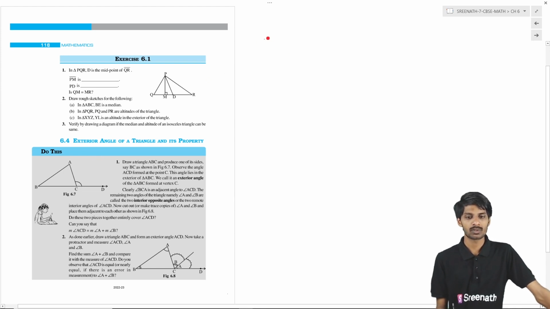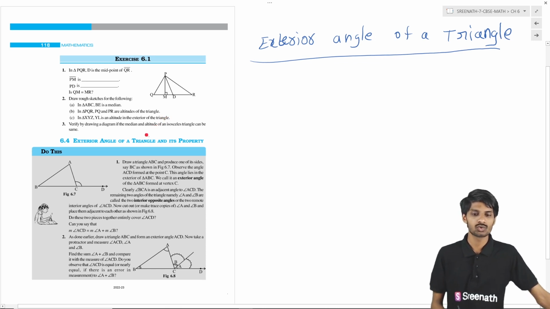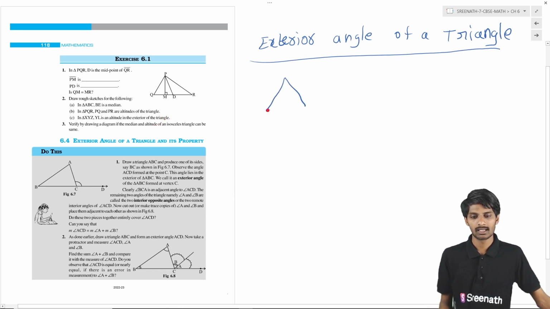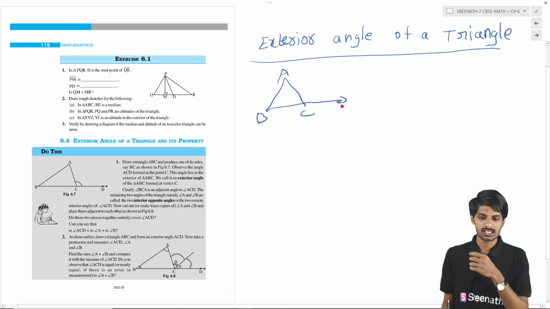Next thing is about the properties of a triangle, students. Here is the first property, that is the exterior angle of a triangle. What is the exterior angle of a triangle, students? This is one of the properties, students. Now what we have to do is, suppose we draw a triangle like this. Okay students, so this is the triangle, name it as A, B, C, and from vertex C extend it like a ray. So this is the point D.